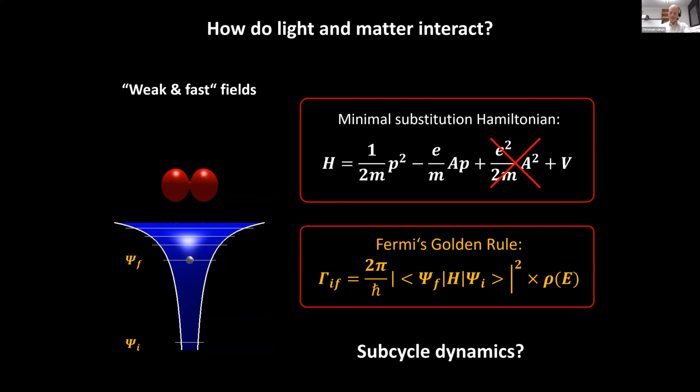The dynamics of this transition, what happens on a subcycle timescale, are more or less irrelevant here. So they are mostly hidden to us. It's a black box where we just learn about the transition occurring itself, not about its dynamics on very short timescales.